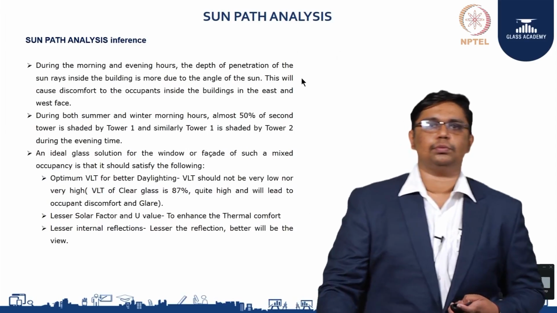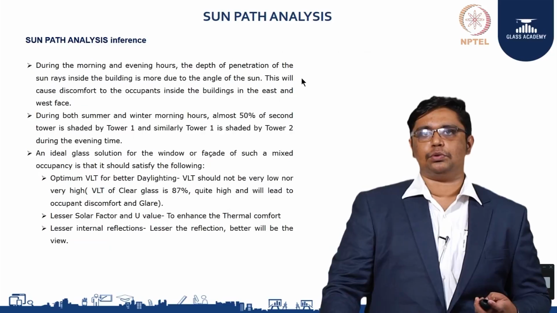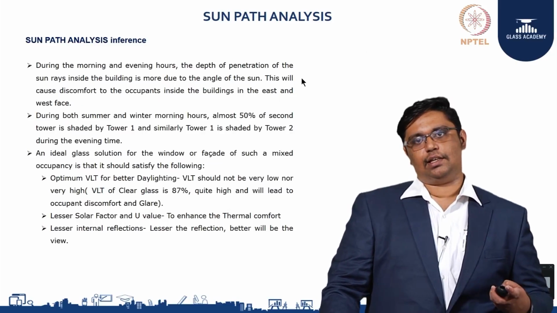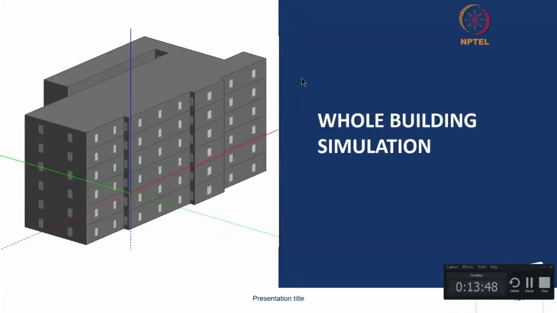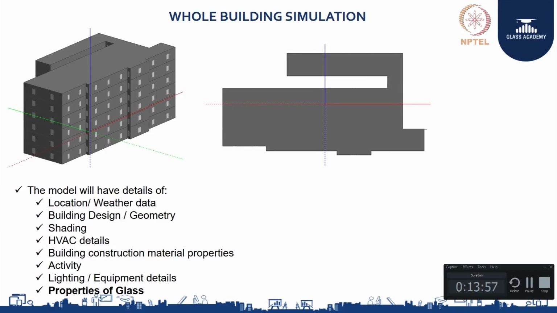So, now we know how to do a small sun path analysis using a simple tool and understand the shading effects and take out the solar incidence values. So, next we move on to the next topic, whole building simulation. Whole building simulation is actually a concept where you can incorporate all the details like your location or weather data, your building design and geometry, your shading, your HVAC details, your building construction material properties like your roof, your wall, your glass, what properties will they have, and then what is the type of activity that is going to be there in that space.